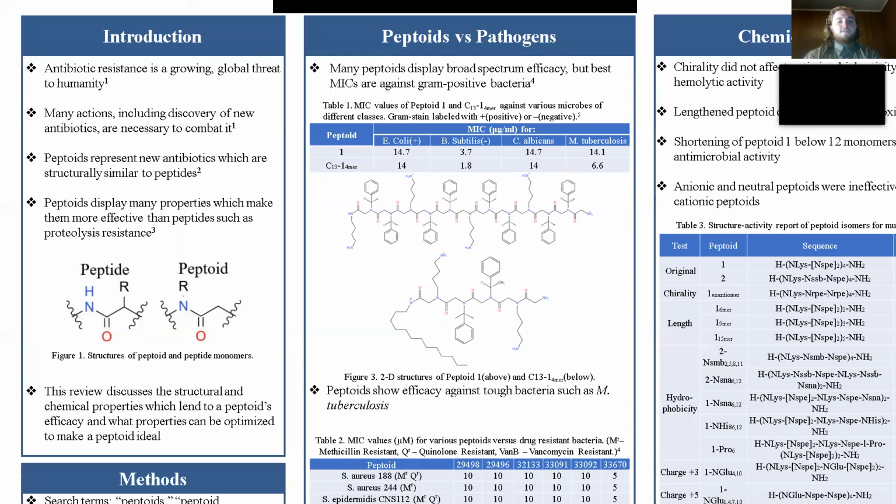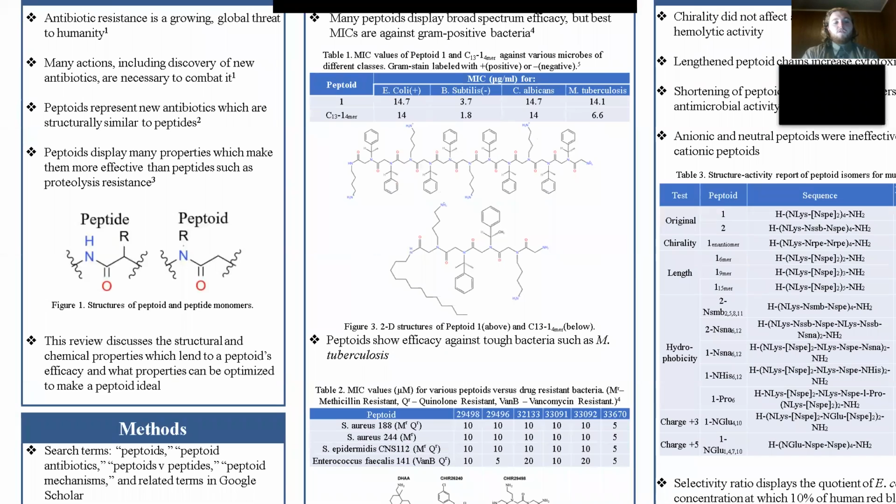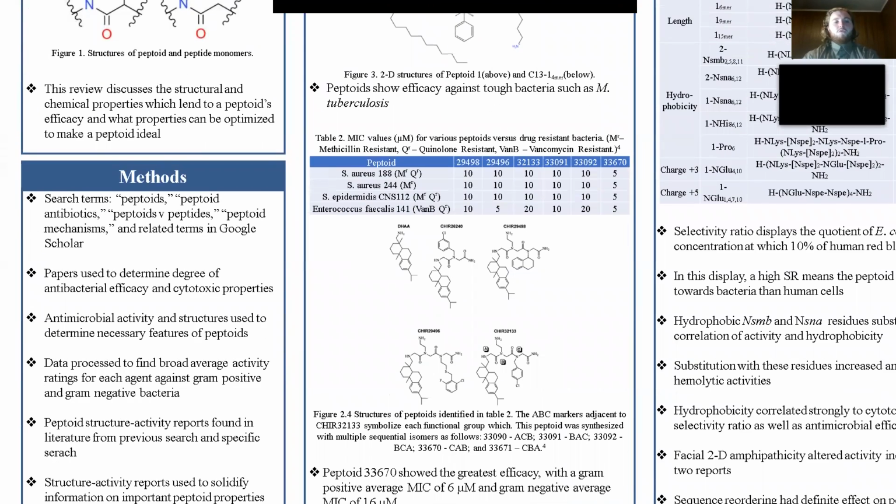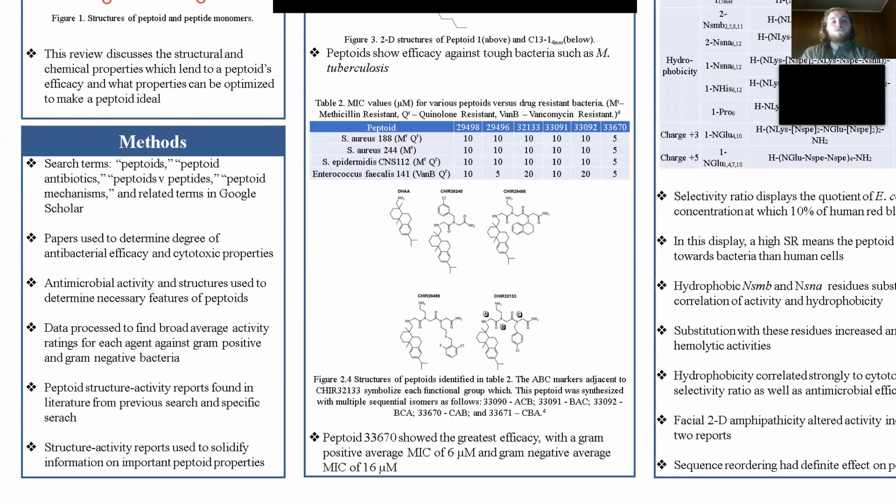This review will discuss the structural and chemical properties which lend to a peptoid's efficacy and what properties can be optimized to make a peptoid ideal. Search terms like peptoids, peptoid antibiotics, and more were used in Google Scholar, and these papers were taken. Structural data as well as antimicrobial efficacy data and cytotoxic data were taken and processed along with structural activity reports to determine what properties lead to a peptoid's efficacy and what properties are necessary.